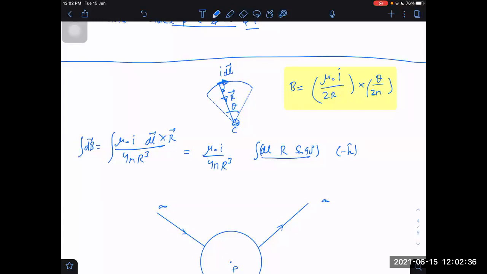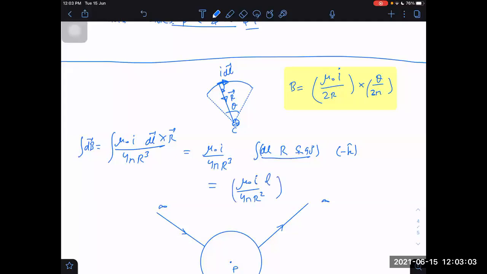What do I get now? Now I get mu naught into I upon 4 pi R square, because this R is just a constant now magnitude wise. I can take it out and cancel with R cube. Then I'm left with the dL integration. What will the dL integration be? Remember, this dL is not a dL vector, so I will not get the shortest distance. I will get the total length. So I will get it as L only. So this is the answer.